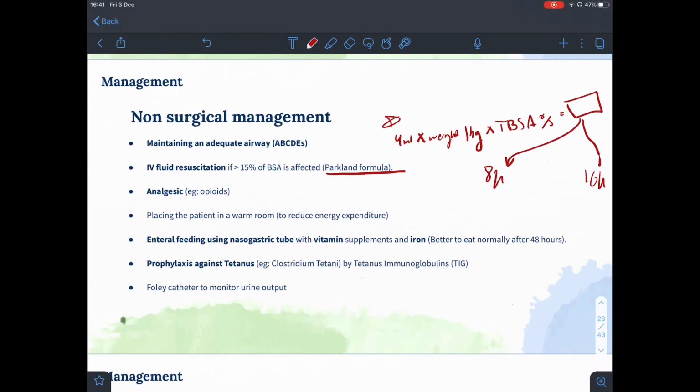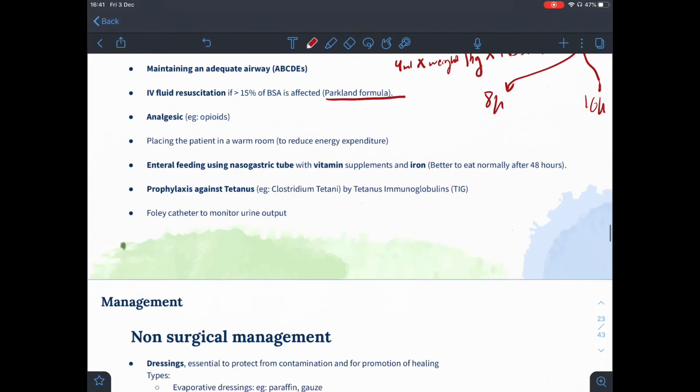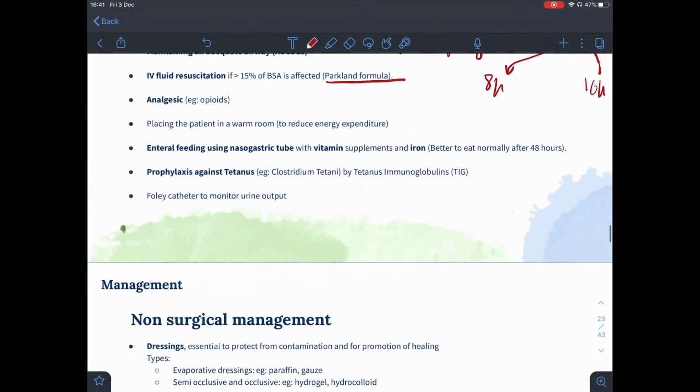Then also analgesia. Strong analgesics such as opioids may be required. We want to place the patient in a warm room to reduce energy expenditure. We can use enteral feeding by an NG tube with vitamins and iron. We should also give prophylaxis against tetanus if the patient's immune status is unknown, or if the last booster was more than 10 years ago.